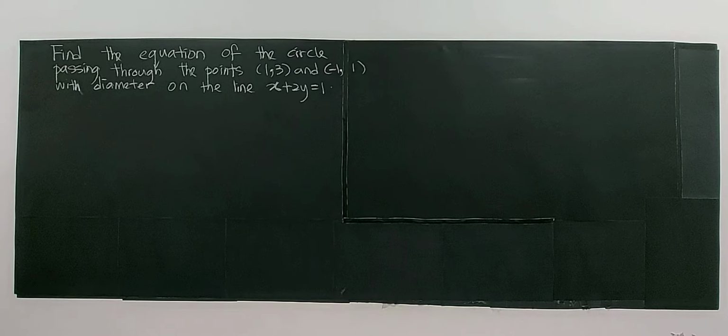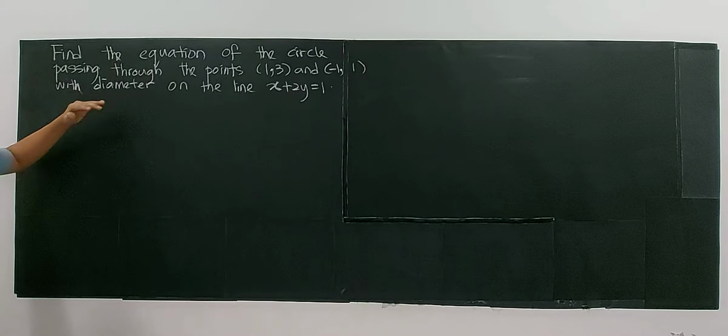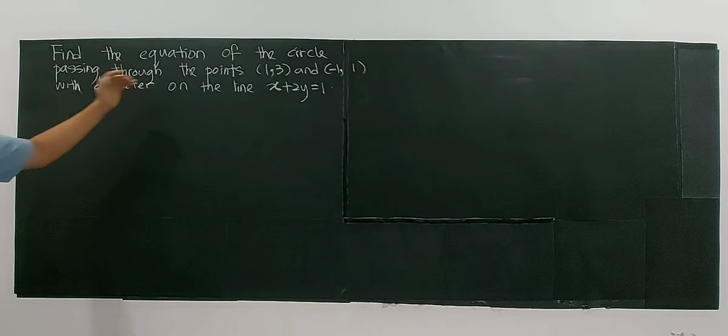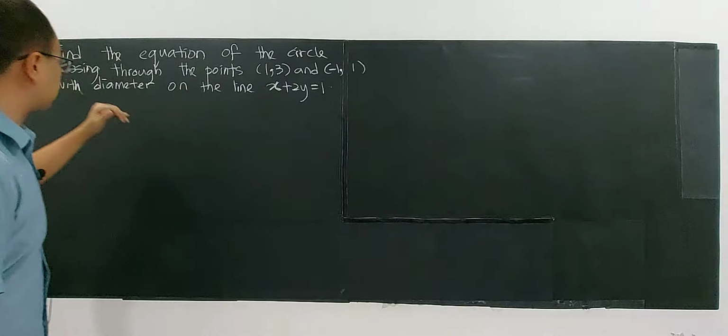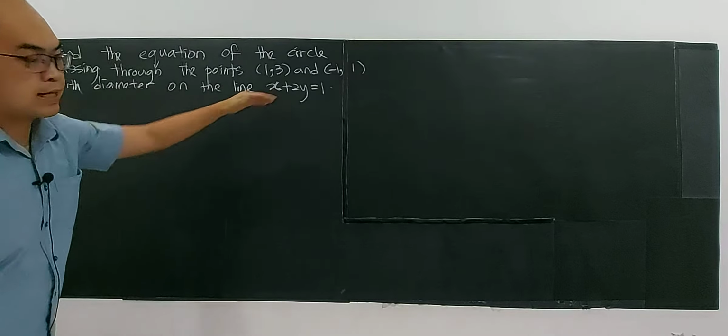Hello, let's solve these problems where they're asking you to find the equation of the circle passing through 2 points and with the diameter on the line x plus 2y equals 1. In the previous video, we discussed a circle passing through 3 points, where I introduced two alternative methods for solving that problem. This is almost the same as that question, except they give you 2 points and tell you that the diameter is on the line.